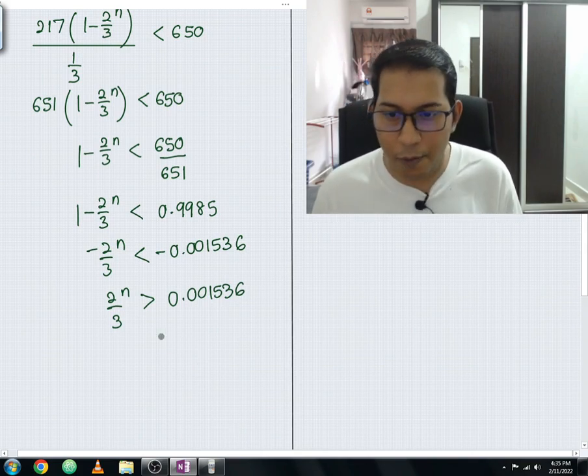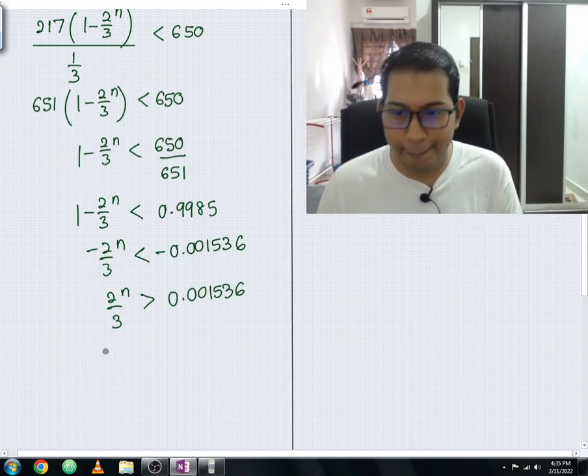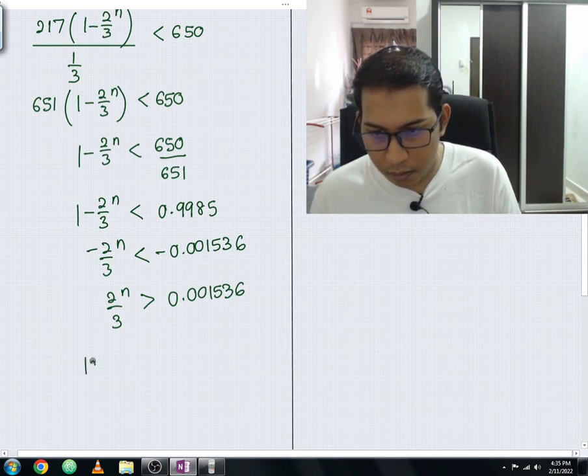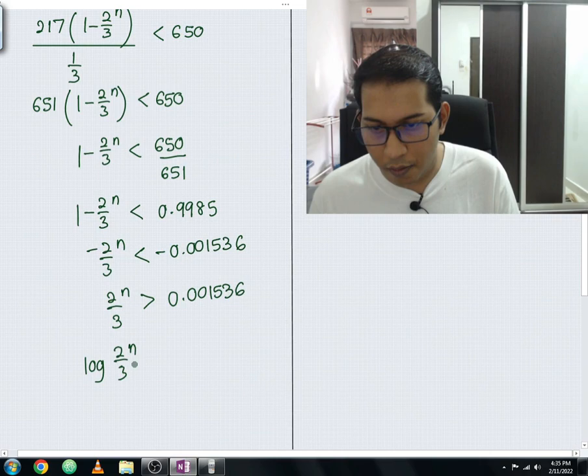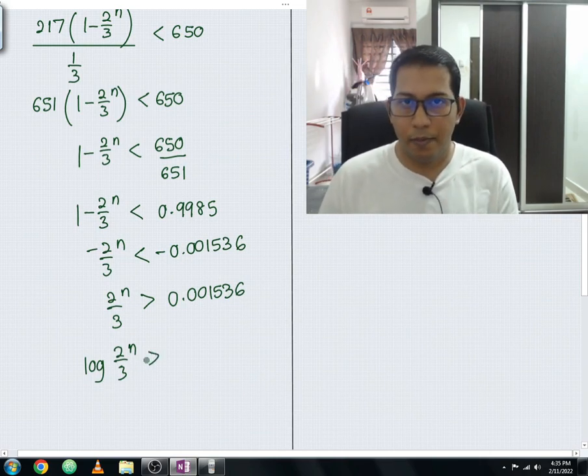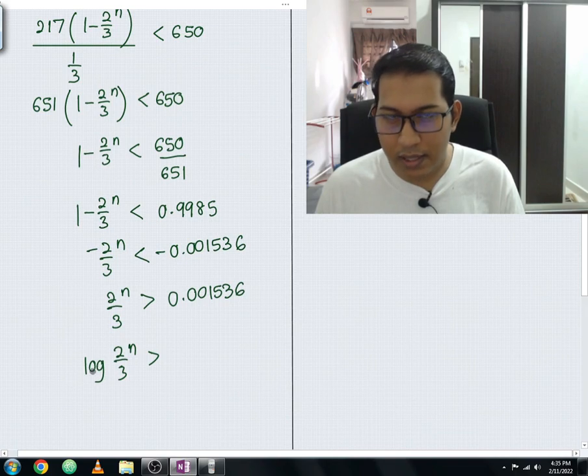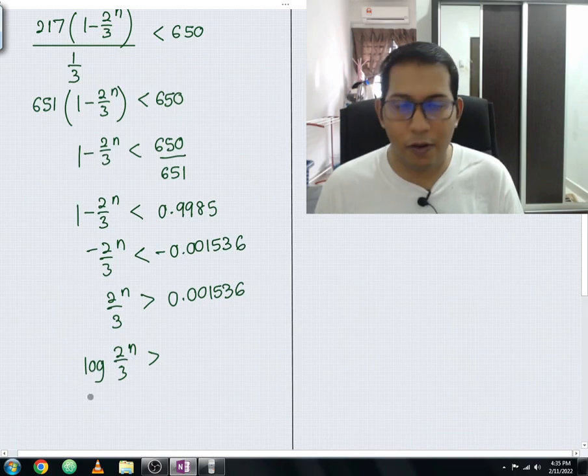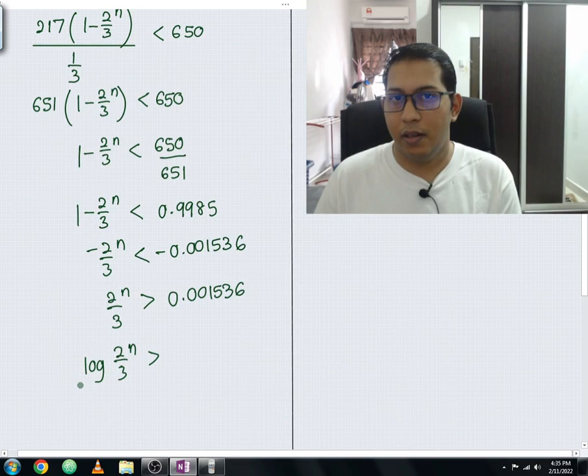So from this step onwards, we're going to log both sides. So from here, log both sides. So from here you get log 2 over 3 to the power of n. Basically we are taking log on both sides with respect to base 10. Since it is base 10, you don't need to write the base 10 over here. It is understood that it is log base 10.